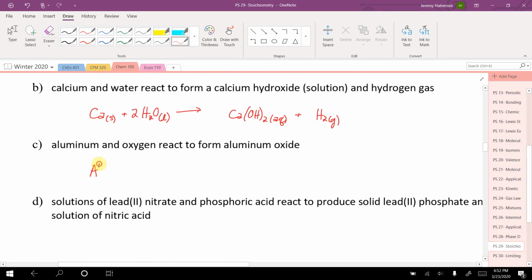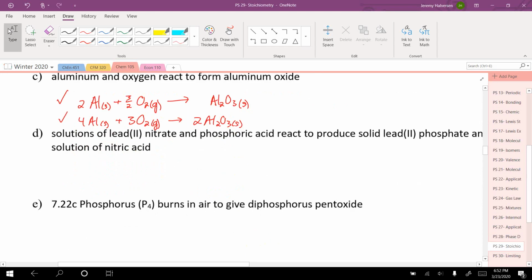Aluminum. I'm going to say that's a solid. And oxygen react to form aluminum oxide, which, if you balance the charges, is Al2O3. So I need 2 aluminums. I need 3 oxygens, but they come in sets of 2, so I could do 3 halves. Or I could do 4 aluminum plus 3 oxygen goes to 2 Al2O3. Either of those is good.